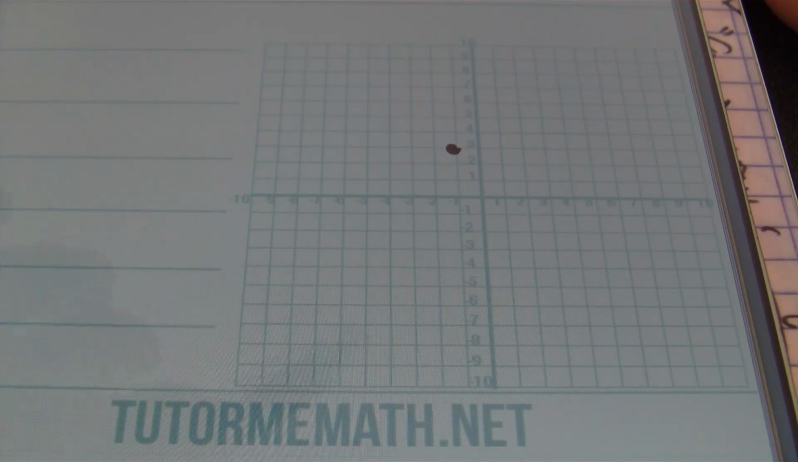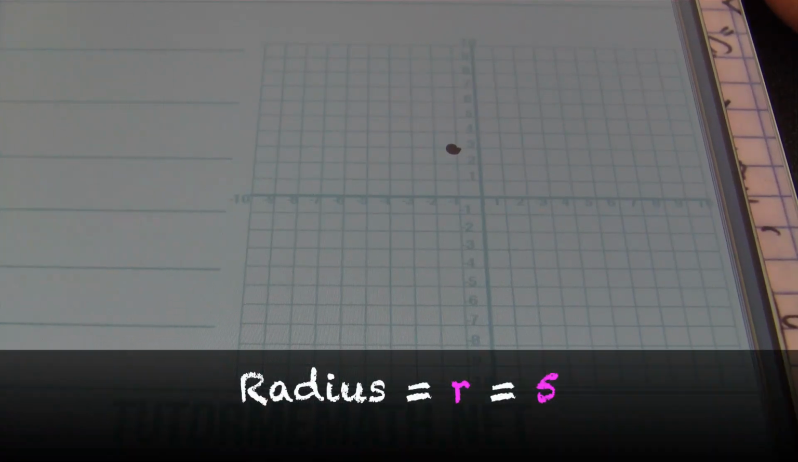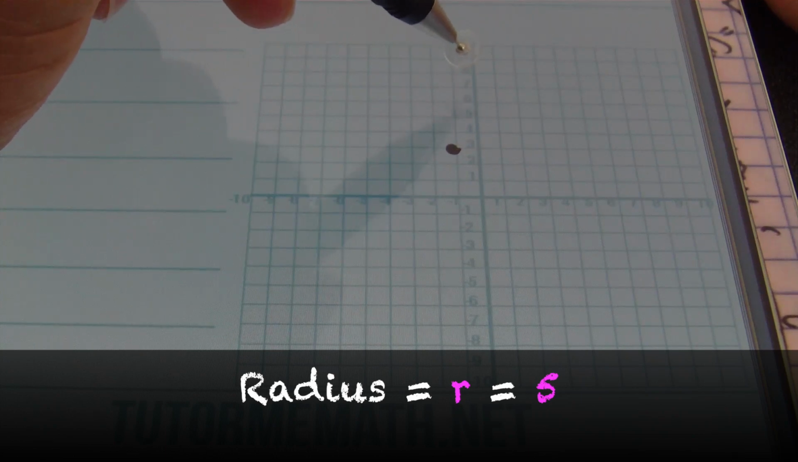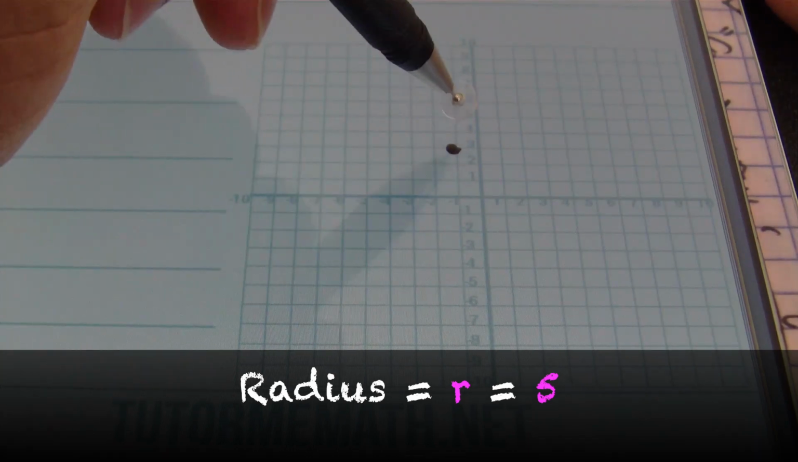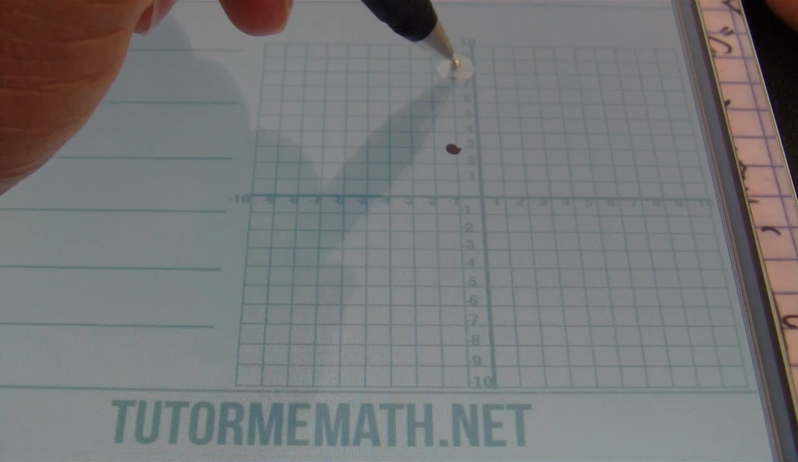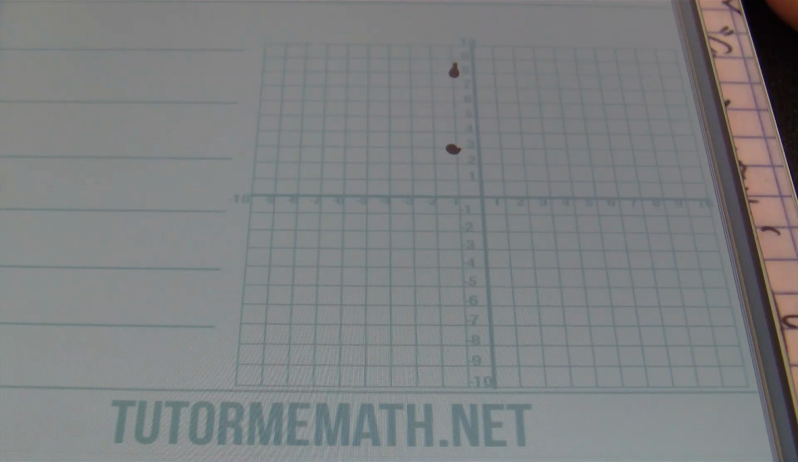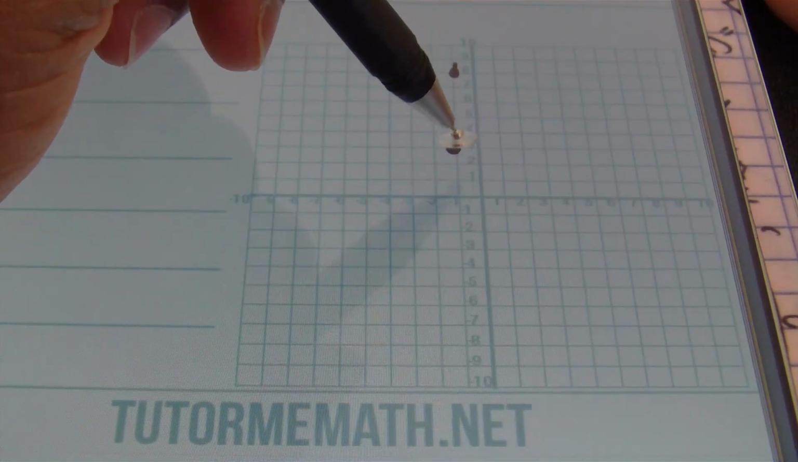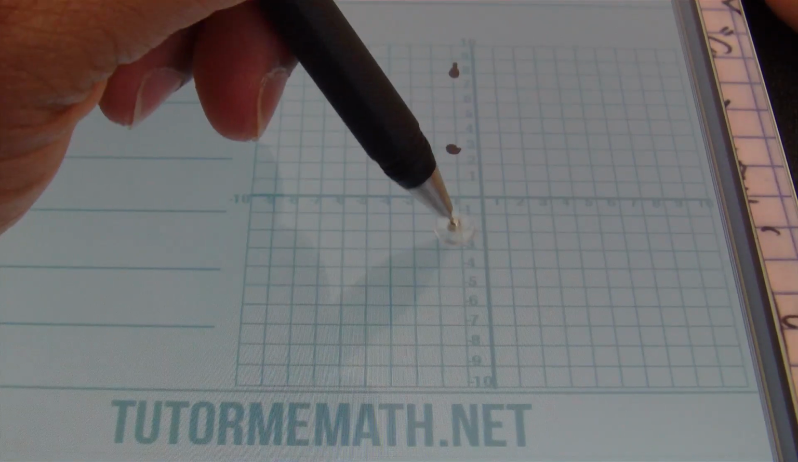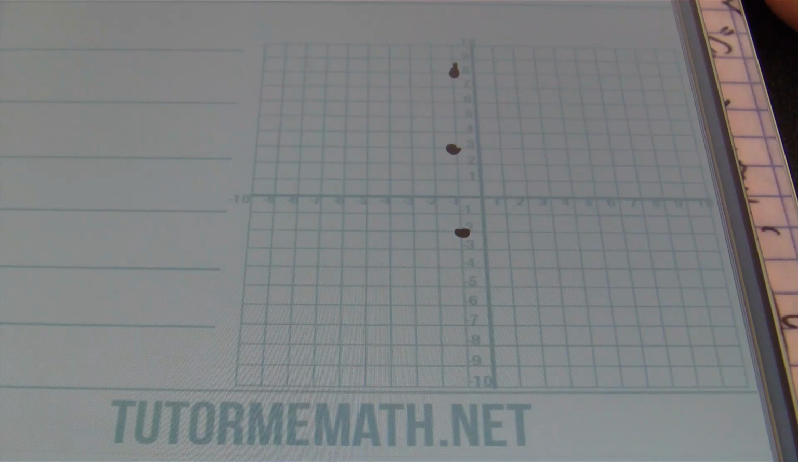Then we know that our points that lie on the circle are all 5 places away from the center. So that means that my first point, I'm going to go up 5 places from my center. So I'll be moving up 1, 2, 3, 4, and 5 to place a point at -1, 8. Then I'll be moving 5 places down. So I'll move 1, 2, 3, 4, 5. So I have a point at -1, -2.